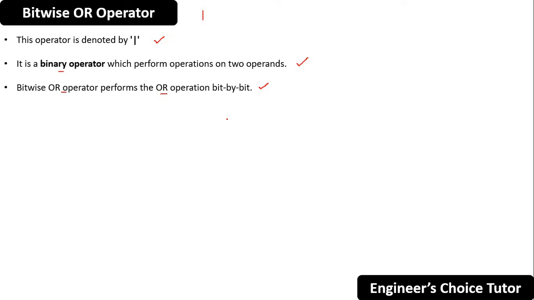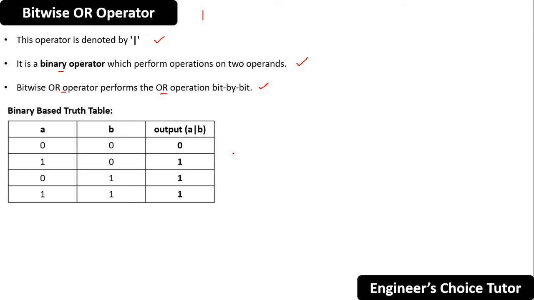We will see it with the help of an example, don't worry. Now, let's see the truth tables. The first truth table is the binary based truth table, where A is the first operand and B is the second operand, and the output is A or B. Suppose A is equal to 0 and the second operand is also 0. If you perform A or B, you will get the result as 0. In the case of 1 and 0, the output will be 1. In the case of 0 and 1, the output will be 1. And in the case of 1 and 1 also, the output will be 1.